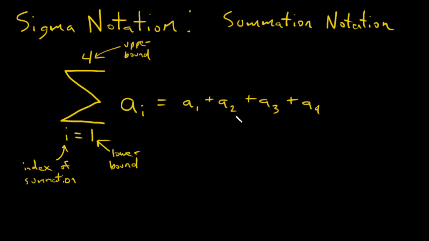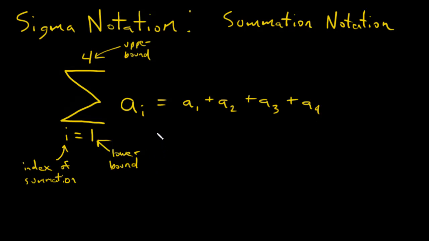But the main thing to do is to look at what happened. It starts out, this I gets replaced with the lower bound. So it starts at 1, so a sub 1. As soon as it fills in that value for all the i's in whatever is over here, you then add the next term and it increments. So it goes from 1 to 2. So now it's a sub 2. It's filled in all the i's. So now it adds the next term. It increments to 3 and then it adds the next term. And at this point, it hits the upper bound, plugs that in. And it's done. It stops.